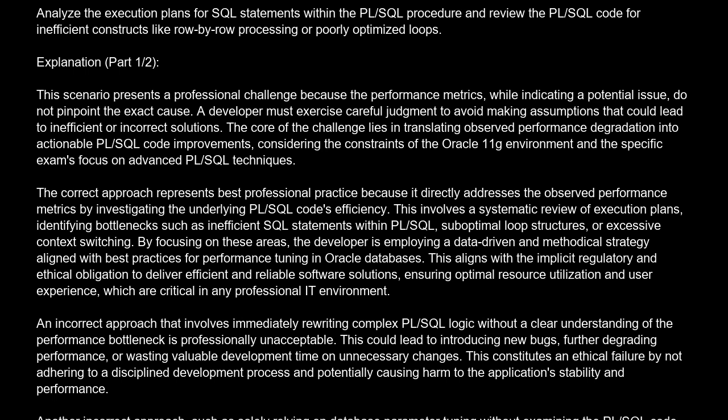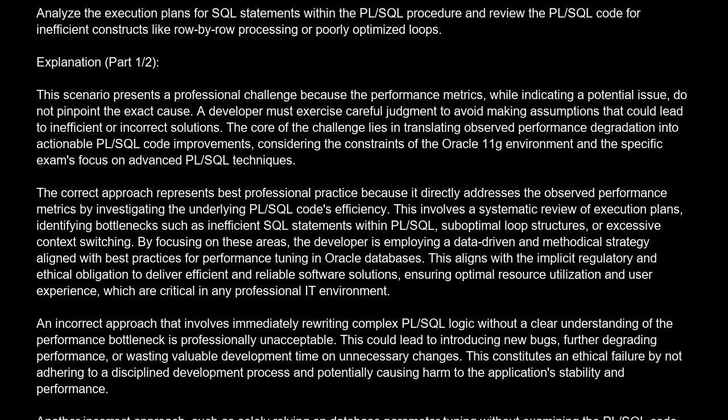Explanation. This scenario presents a professional challenge because the performance metrics, while indicating a potential issue, do not pinpoint the exact cause. The developer must exercise careful judgment to avoid making assumptions that could lead to inefficient or incorrect solutions. The core of the challenge lies in translating observed performance degradation into actionable PL/SQL code improvements, considering the constraints of the Oracle 11G environment and the specific exam's focus on advanced PL/SQL techniques.